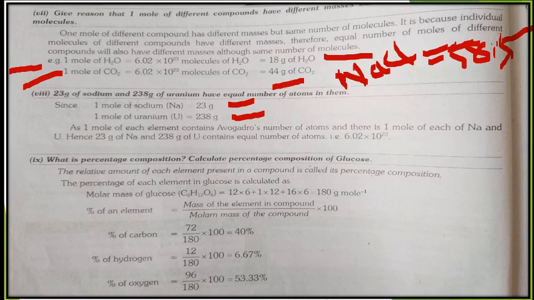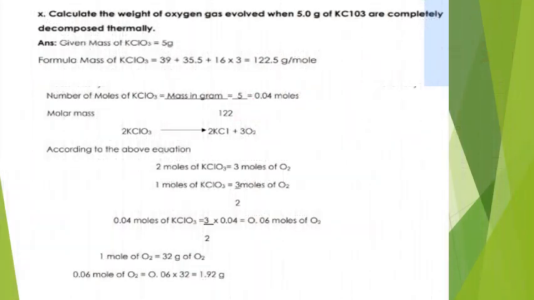The next question you have done already, as it was given to you in your quick quiz or homework in the previous lectures. Now the next question is quite easy, you can do it yourself. Calculate the weight of oxygen gas evolved when 5 grams of potassium chlorate are completely decomposed. For this, you must first write the balanced chemical equation: 2 KClO3 produces 2 KCl plus 3 O2.